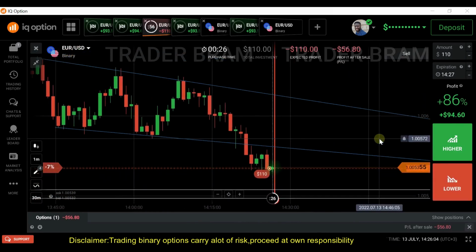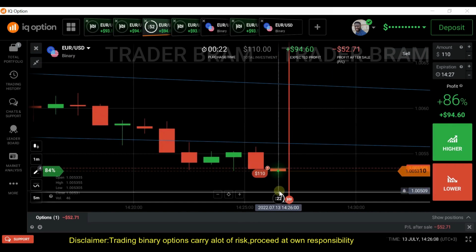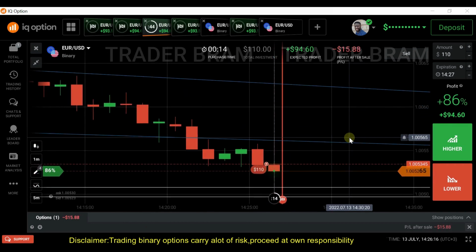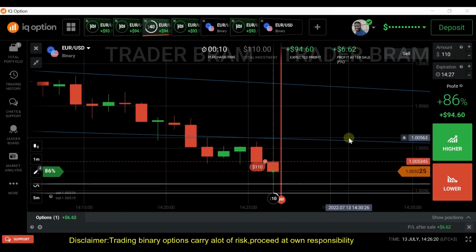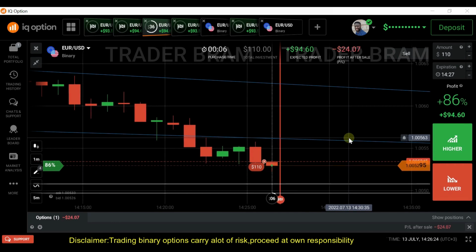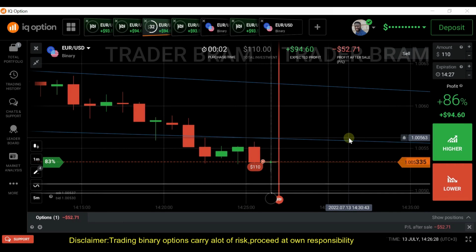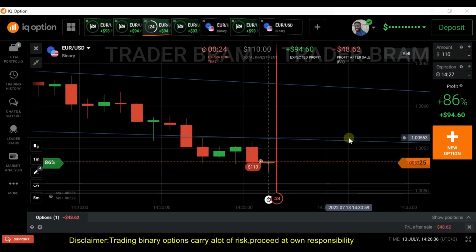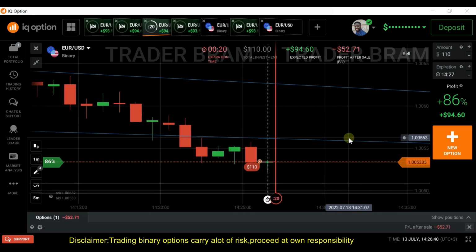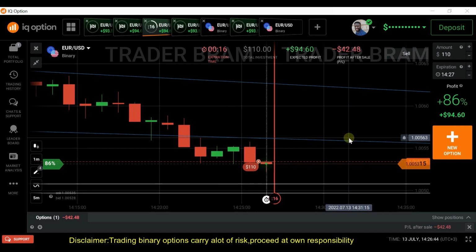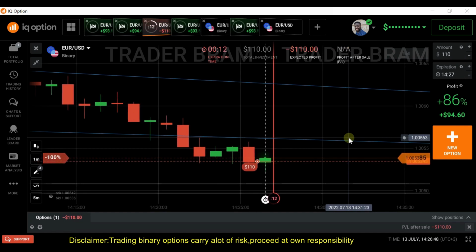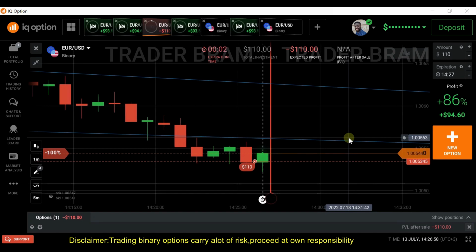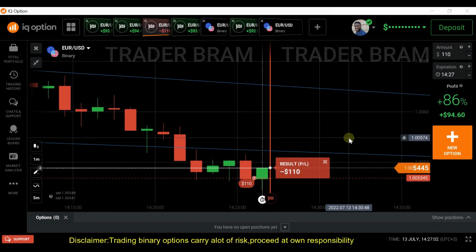So I'll do a put option, because now I expect the buyers to push more down to our level. So let's wait and see what happens. So this will be my last trade. So we've lost that trade.